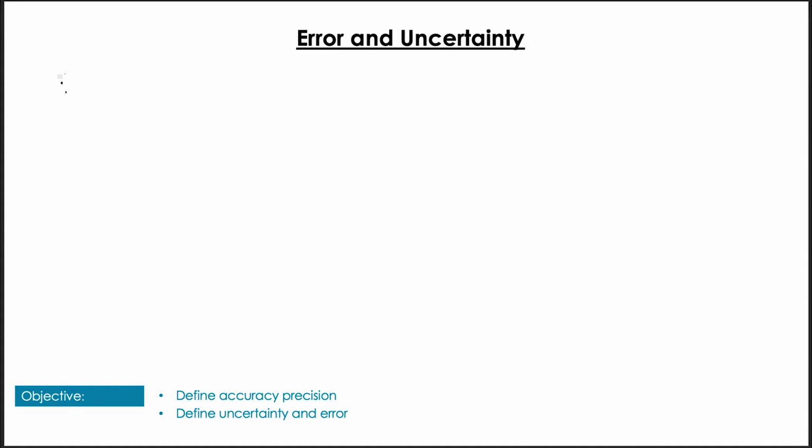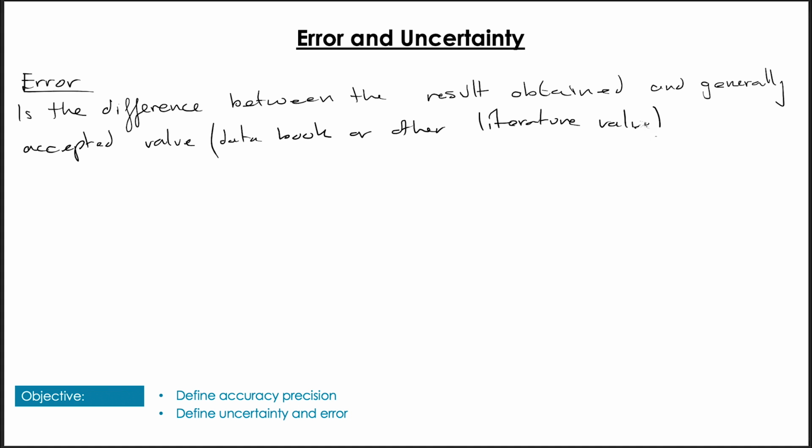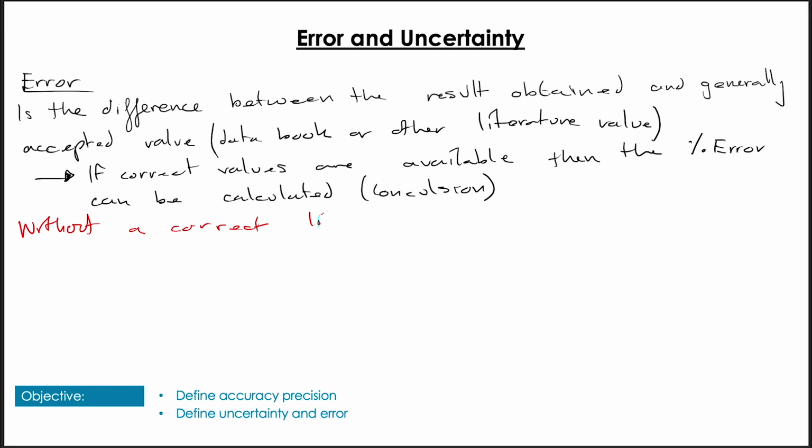2 other terms we need to make sure that we're able to define very specifically and use correctly are error and uncertainty. So error is really the difference between the results obtained in our experiment and the generally accepted value, which you might find in the data booklet or another literature value. If we have the benefit of having literature values or values obtained in a professional environment available, then that means we're going to be able to calculate the percentage error, which can also help inform our conclusion about whatever study we might be undertaking.